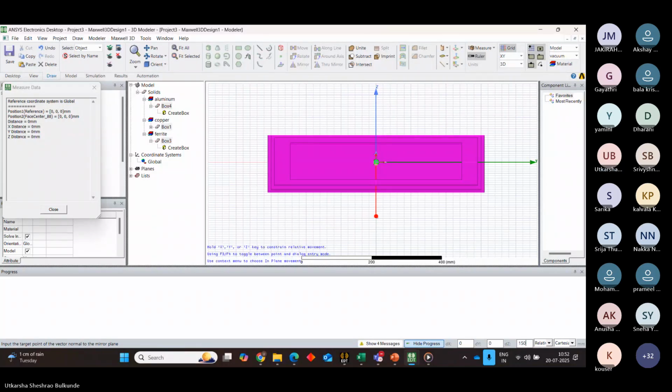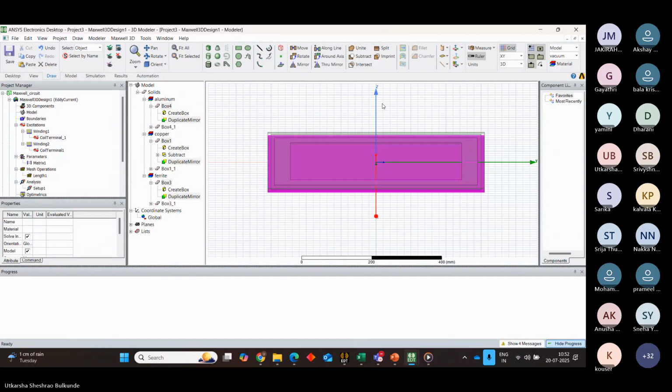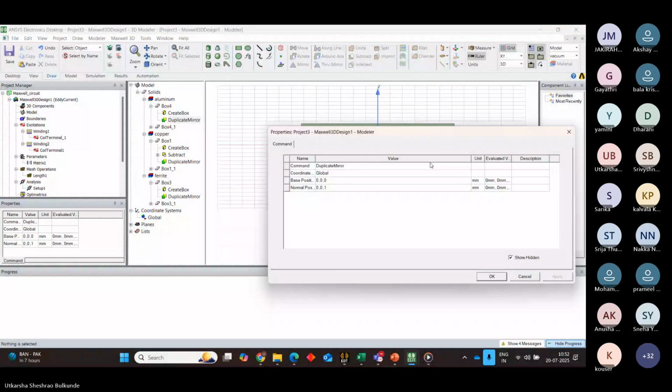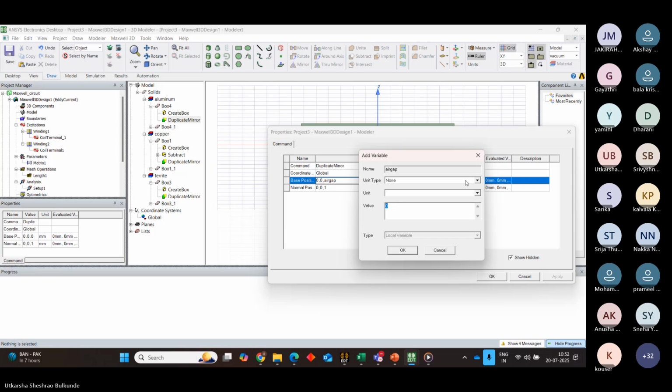I'm parameterizing the distance between transmitter and receiver. That's why I'm parameterizing this Z element. Okay, air gap.